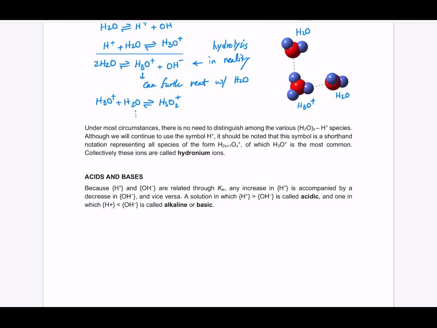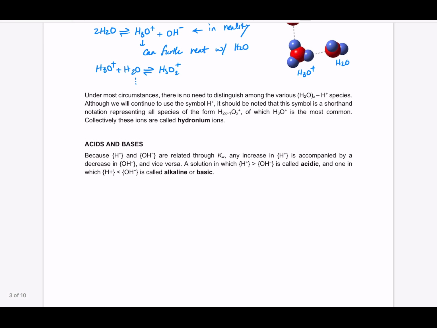So based on that, we can define the solution to be acidic when we have more H plus than OH minus, or basic when we have OH minus more than H plus. A very simple description. So we can call that an alkaline or basic solution.